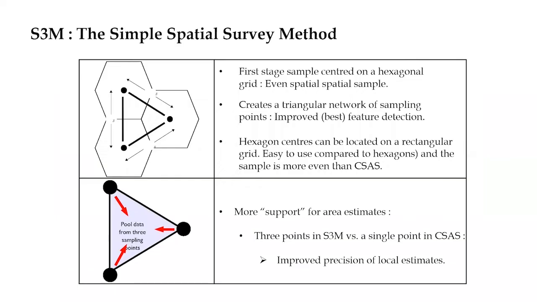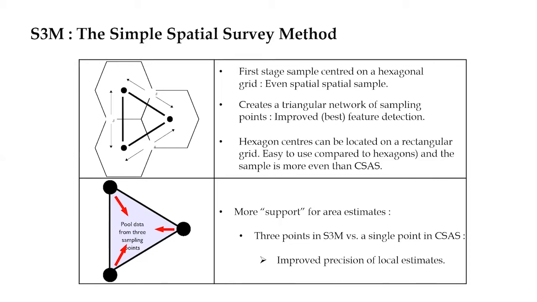Next slide. What happens here is that we have a centric systematic area sample, except we're centering the sample on the centers of a hexagonal grid. And this creates a triangular network. What's interesting about using the triangular network, as opposed to a square network, is that in every direction you look, the distance between sampling points is similar.